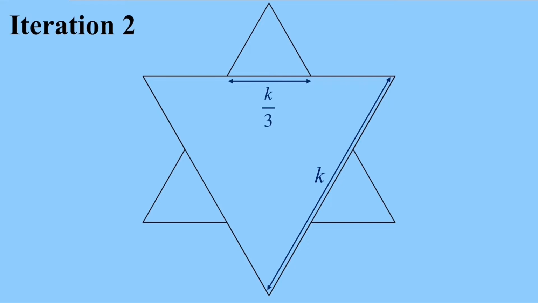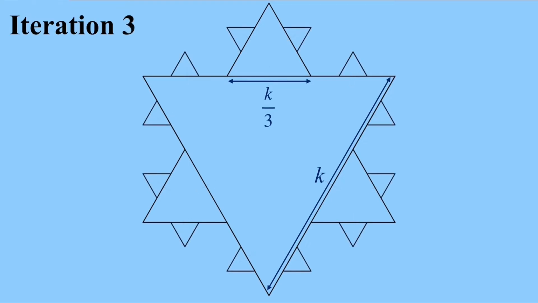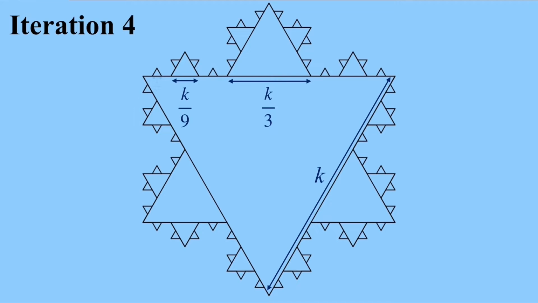The result of this is that all these lines are still the same length, they're all k over 3. Then for iteration 3, we add even smaller equilateral triangles onto each side, and these will have length k over 9, so you can see each time we're dividing by 3 to get to the next triangle's length. Then for iteration 4, they're going to have length k over 27, then k over 81, a tiny bit there in the top left of the triangle, and then continuing on.